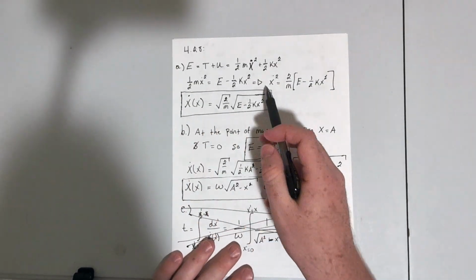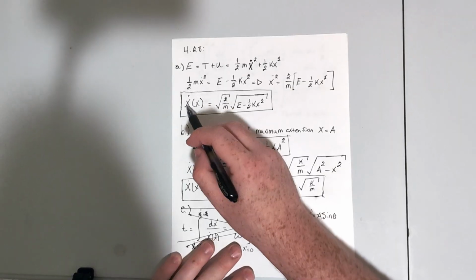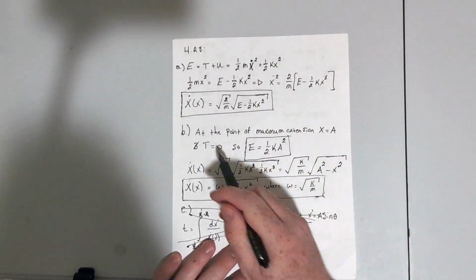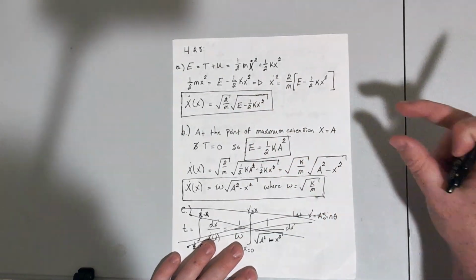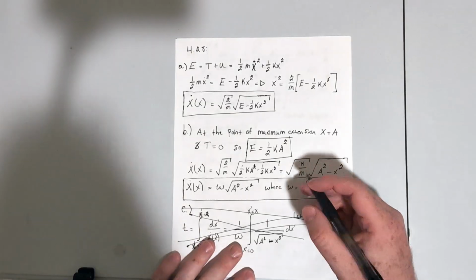And this is part A. Essentially, this is what we wanted to derive for part A, the velocity of the mass as a function of the position. So that tells us, based on where the mass is, how fast the mass is moving.